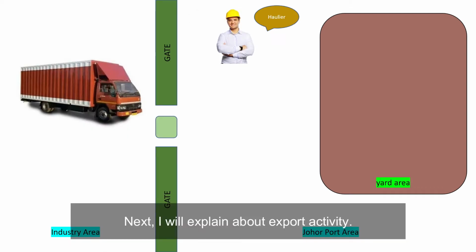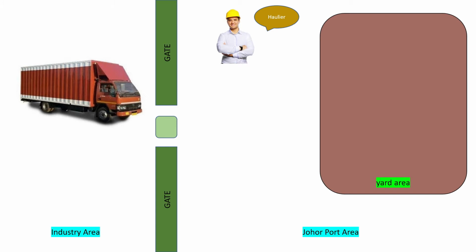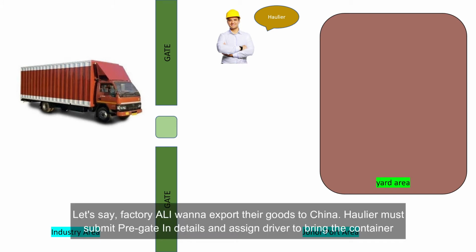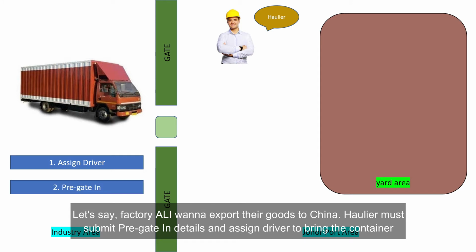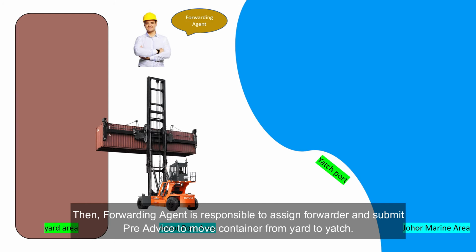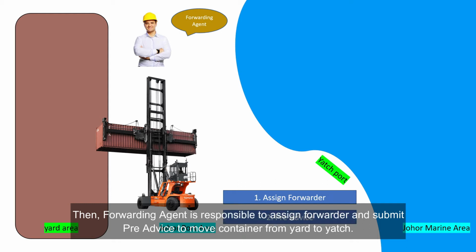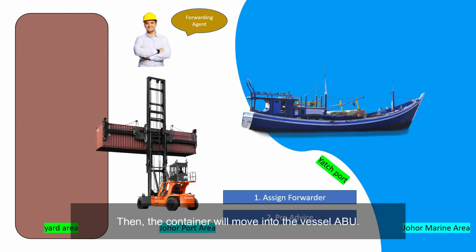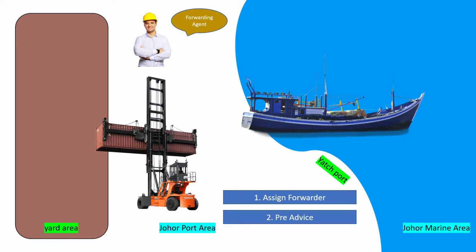Next, I will explain about export activities. Let's say a factory wants to export their goods to China. The haulier must submit the pre-get in details and assign the driver to bring the container from the factory to the yacht. Then, the forwarding agent is responsible to assign a forwarder and submit pre-advice to move the container from yacht to yacht. Then, the container will be moved into vessel Abu.